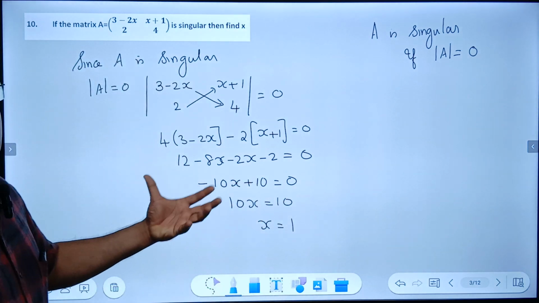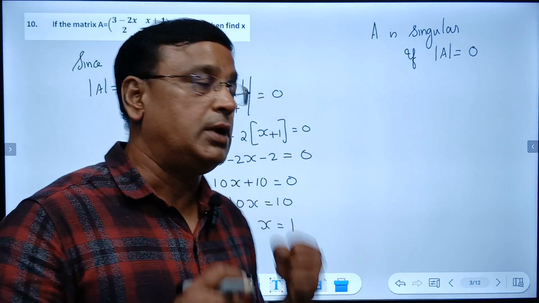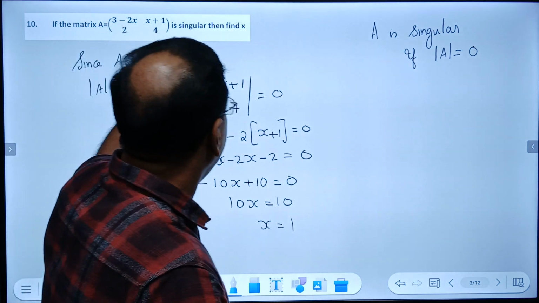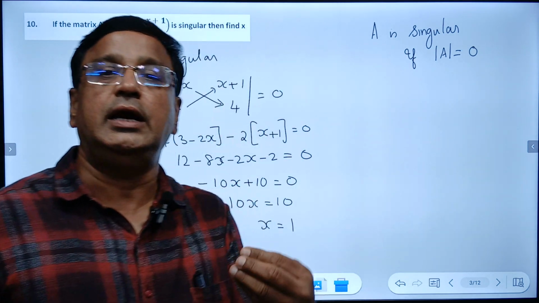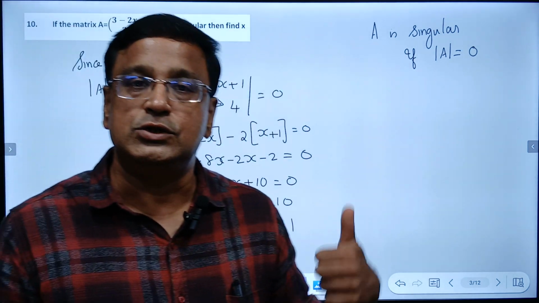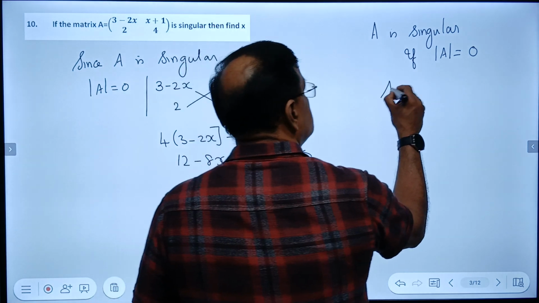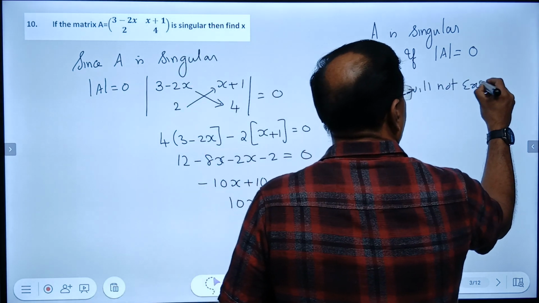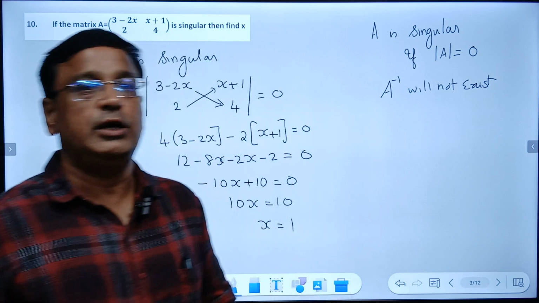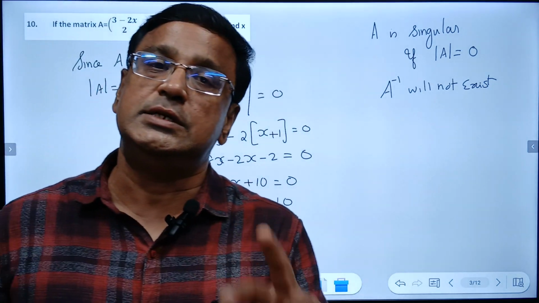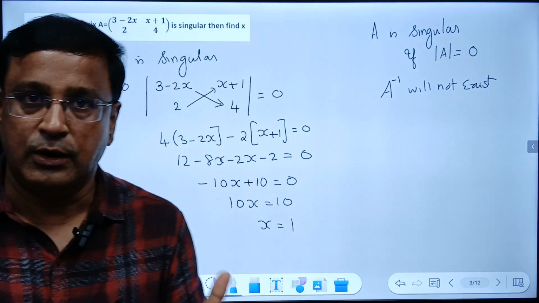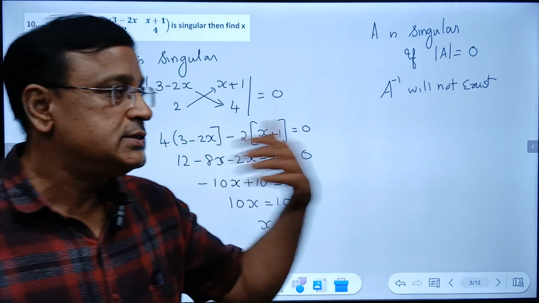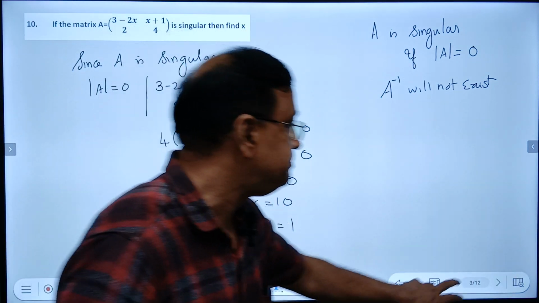See, very, very simple 1 mark question. But you should know the meaning of the word singular. If a matrix A is singular, determinant A is 0. That means A inverse will not exist. If you want A inverse to exist, determinant A should be not 0, or you can say it's a non-singular matrix. I'm also explaining those concepts side by side.